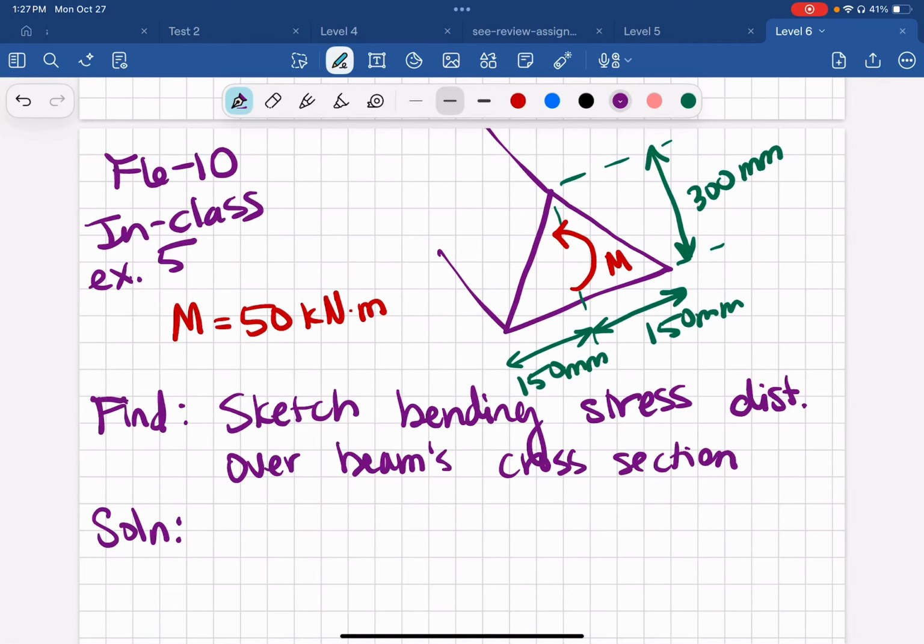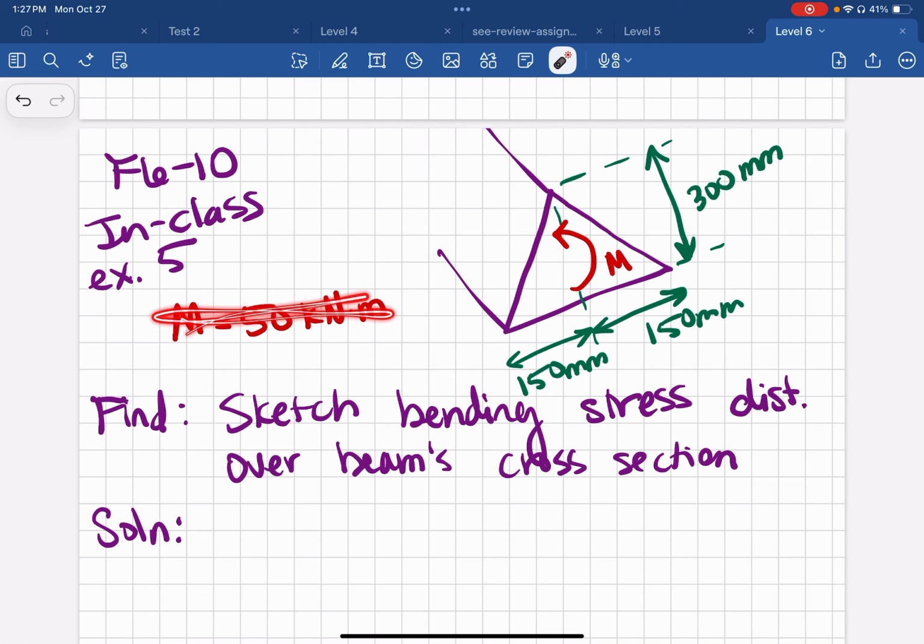So this is in-class example 5 for EGR 343. For this one, we have a beam that has a triangular cross section. The moment is 50 kilonewton meters. It gives us some of the dimensions. It's basically 300 millimeters for the base, and 300 millimeters high.